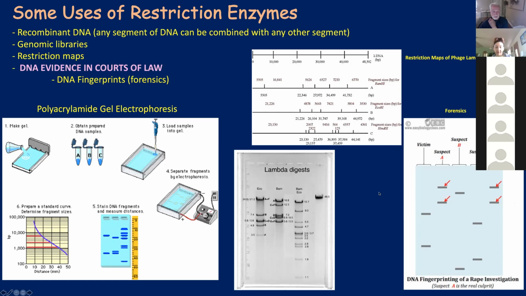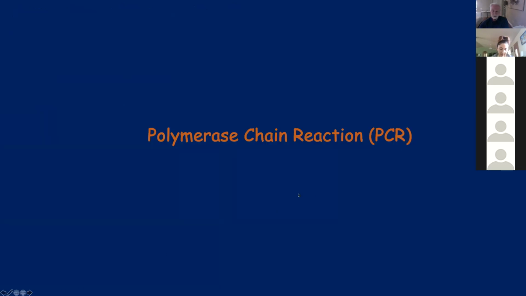And I think that there is no court in the country that does not accept DNA evidence. So when you hear about DNA evidence, now you know how a lab gets that evidence. So that was a review of what we'd gone over before. Now I'm going to move on to the second topic, which is polymerase chain reaction.